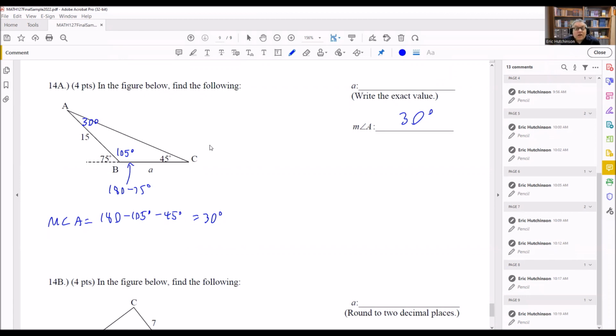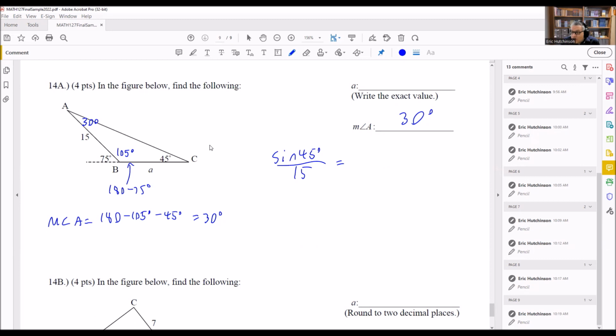Now, to use law of sines, you have to begin with a given ratio. And we have that one right here. We have 45 degrees, and we have a side opposite that's given. So we can say that sine 45 degrees goes with the 15. So we're going to do sine 45 over 15. That's our given ratio. What we want to find is the lowercase a.